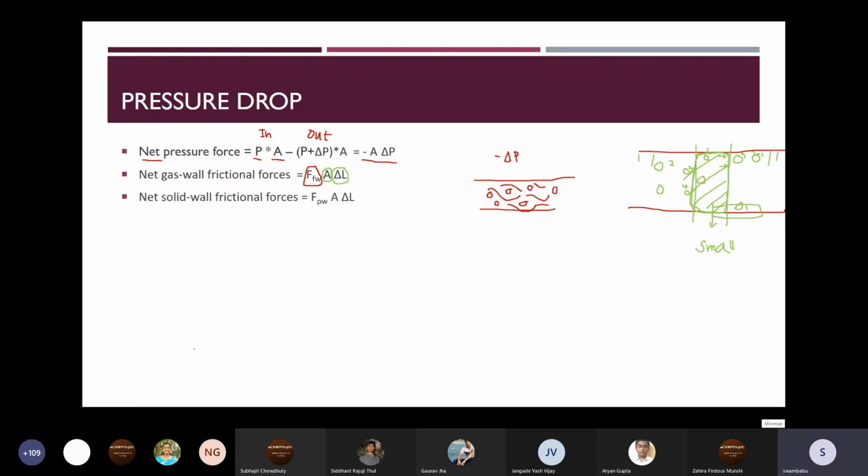So similarly, we have the net solid to wall frictional forces. Time is running. Just like gas wall frictional forces, we have FPW, that is solid wall frictional forces per unit volume. There we have considered the interactions of the solid particles with the surface throughout the volume of the element. Hence, we multiply with the volume of the element, A into delta L.